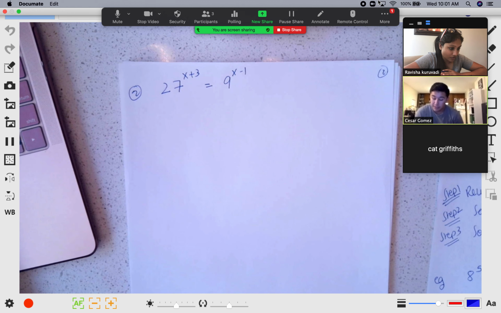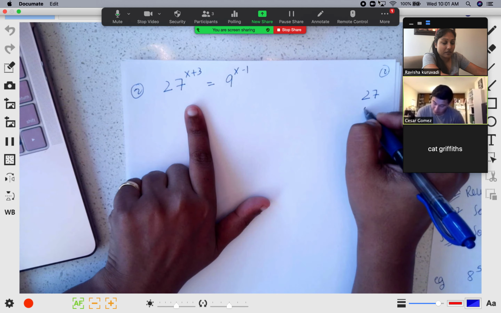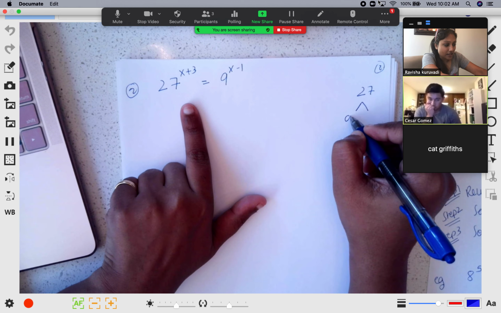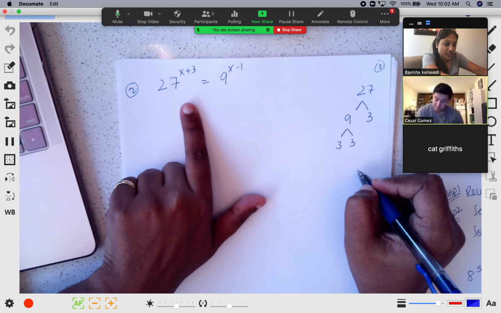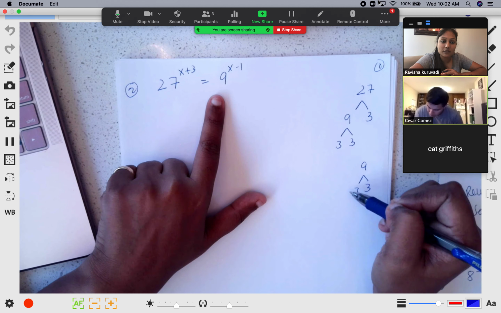No, but you can make it like 3 to the power of 3. Exactly. And 9 as 3 to the power of 2. Exactly. So I can make both of them as 3 to the power of something. How do I know? Make factors of 27. When you make factors of 27, it will be 9 times 3, and 9 is 3 times 3. And if I make factors of 9 here, it's 3 times 3. I see both of them have 3 as their common factor.